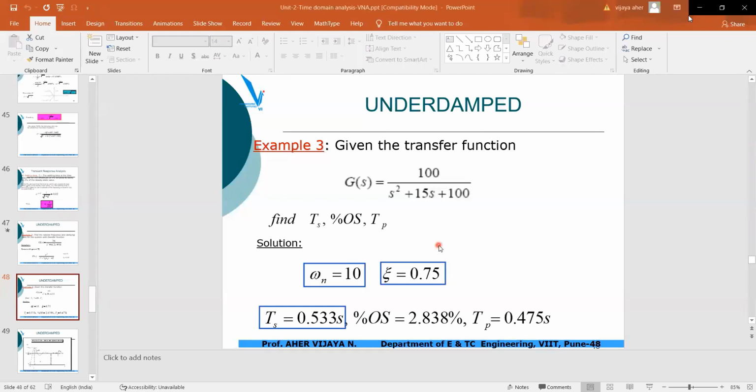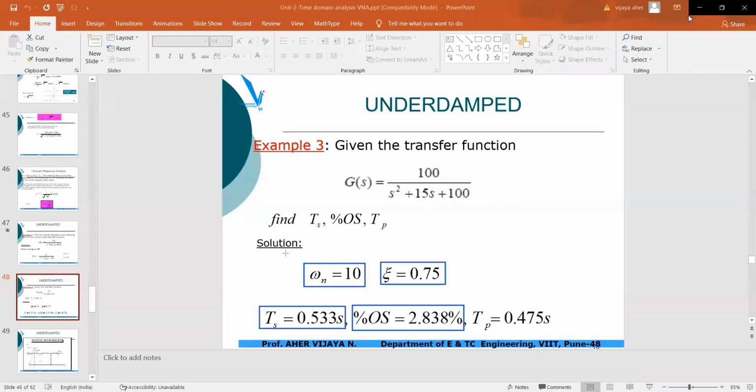What is the equation for maximum overshoot? Please write that equation. Put the value of omega n and zeta in that equation. Simplify, calculate. You will get percentage overshoot is equal to 2.838%. Do the calculation and let me know whether the answer is correct or not. So this is the value for maximum overshoot. Are you with me up to this?